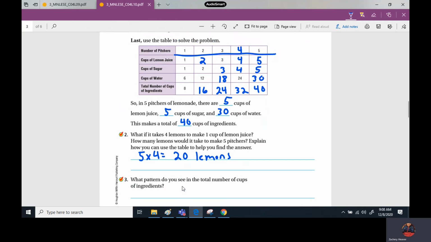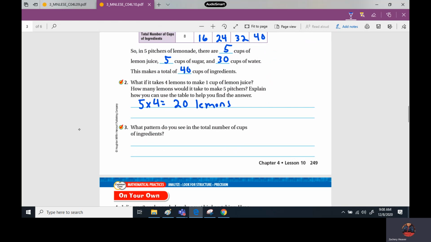What pattern do you see in the total number of cups of ingredients? We're skip counting 8. We already talked about that. Multiples, it's shown. Oh, come on, my mouse is messing up. It is multiples of 8. It is multiples of 8.